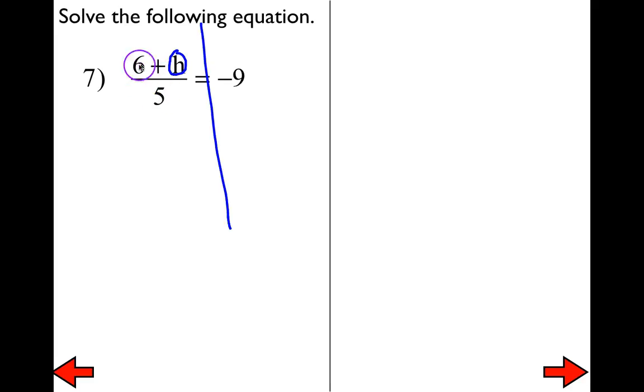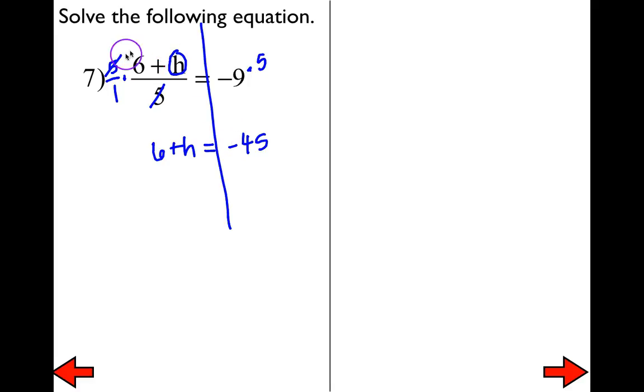So let's read this first. It says 6 plus h divided by 5. If I want to get rid of this 5 so that it's not a fraction anymore, I'm going to have to do the inverse, which means I'm going to have to multiply by 5. That's easy. I'm going to make it 5 over 1 so that I can see that they cross cancel. But whatever I do to one side, I must do to the other, leaving me with just 6 plus h equals negative 45. Wow, this problem immediately became easy.